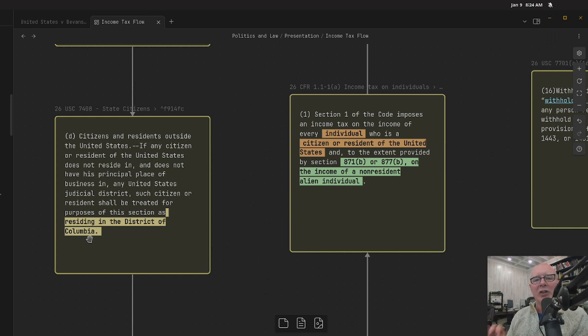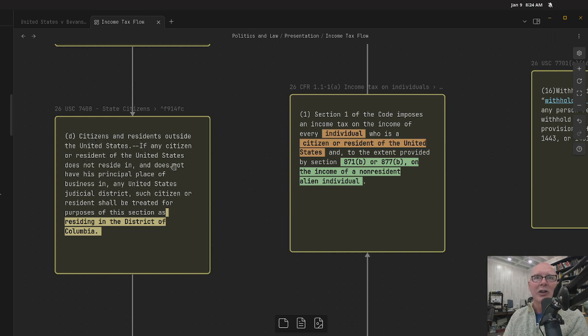What this is actually saying is that if you're a citizen of the United States, no matter where you live, they are going to classify you as if you live in the District of Columbia. Now, again, I want you to keep in mind that you think the United States is representing the entire country, but they clearly just said that it does not, because it's citizens and residents outside the United States.